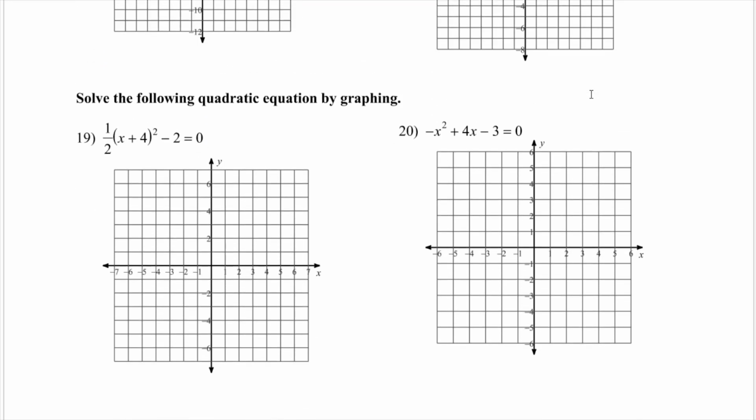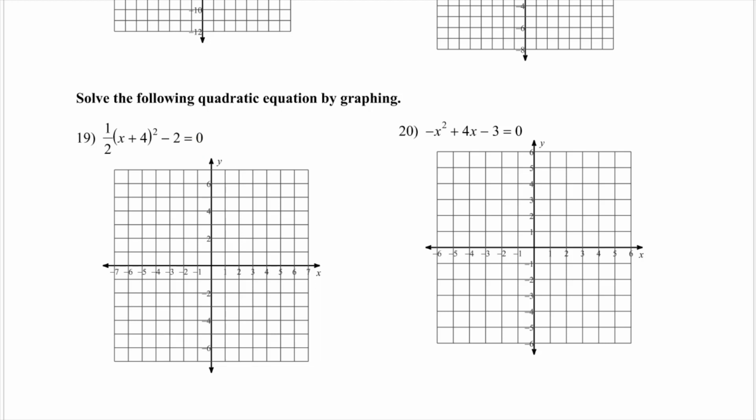19 and 20 we're solving by graphing. So what this does is it adds a step. What we want to do is still graph this like as though it was equal y, but our answers are going to be where this crosses the x-axis. Or if it doesn't cross the x-axis, our answer would be no solution.